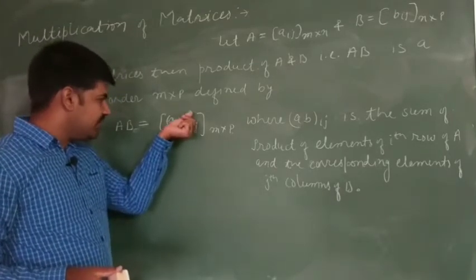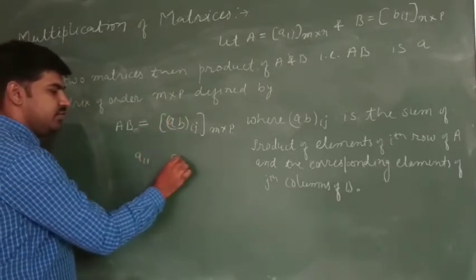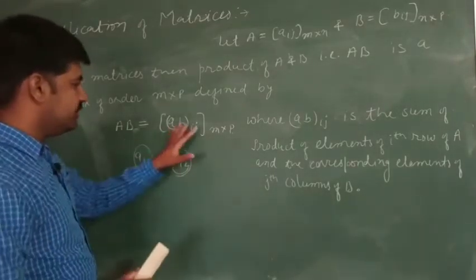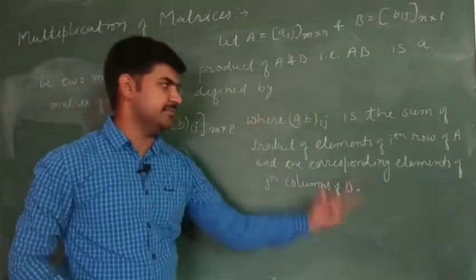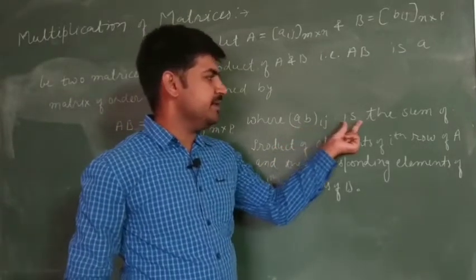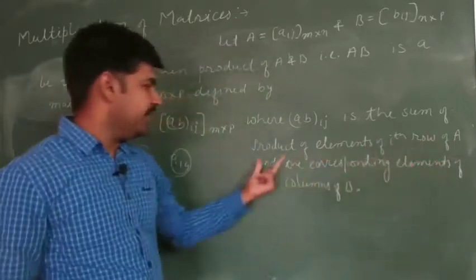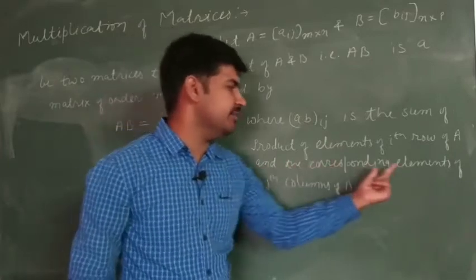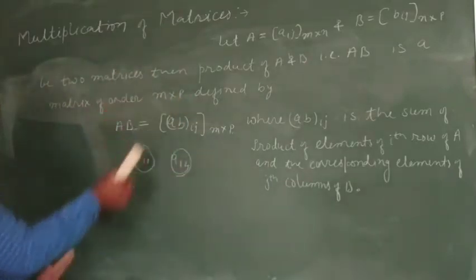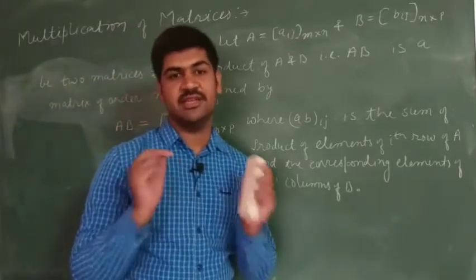Now what is this element ABij? Suppose I talk about AB11, AB12. What are these elements? How will these elements be obtained? So these elements will be obtained by this particular statement. See, read it carefully. ABij is the sum of the product of elements of the ith row of A and the corresponding elements of the jth column of B. So now this is the definition of multiplication of matrices. This will be illustrated better with an example.